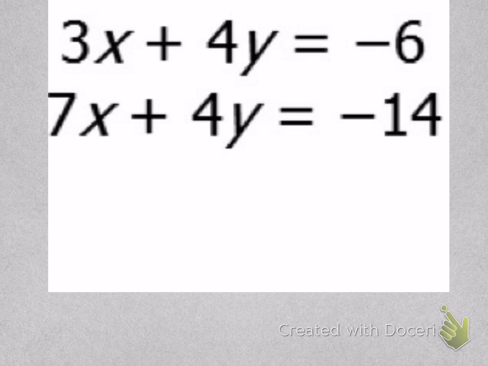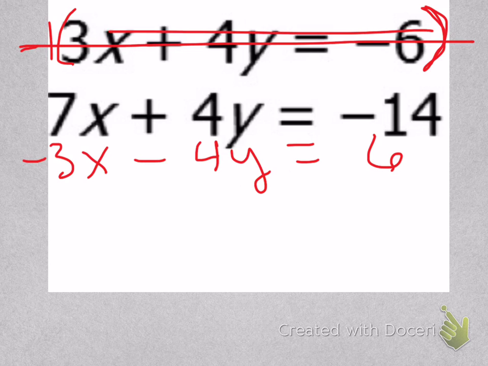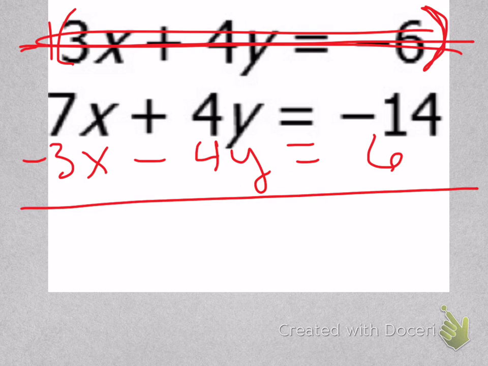Okay, in this example, I have 4y and 4y. So that does not cancel out. But we can distribute a negative 1 to make that cancel out. So when you distribute a negative 1 to the whole problem here, you would end up with negative 3x. Negative 1 times 4y is minus 4y equals negative 1 times negative 6 is positive 6. Okay, so now we just took care of that top equation. Going to draw our line and our addition sign.